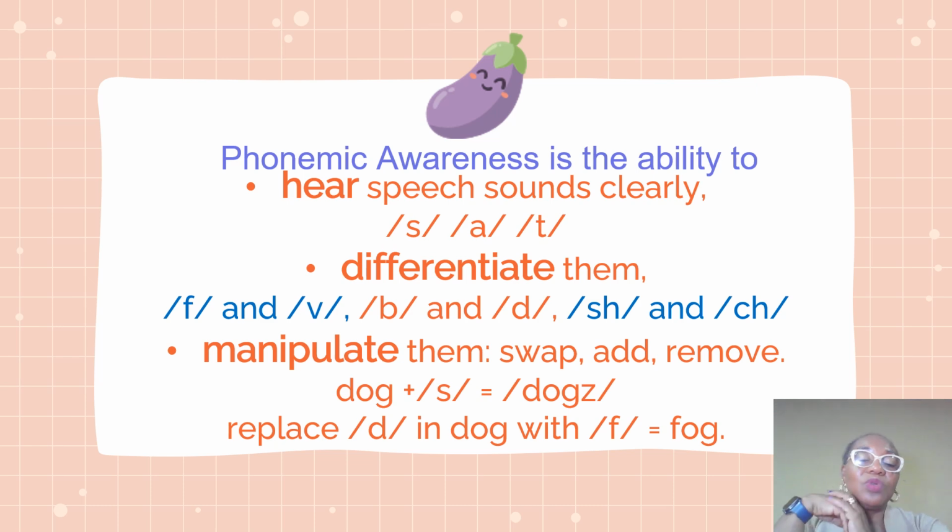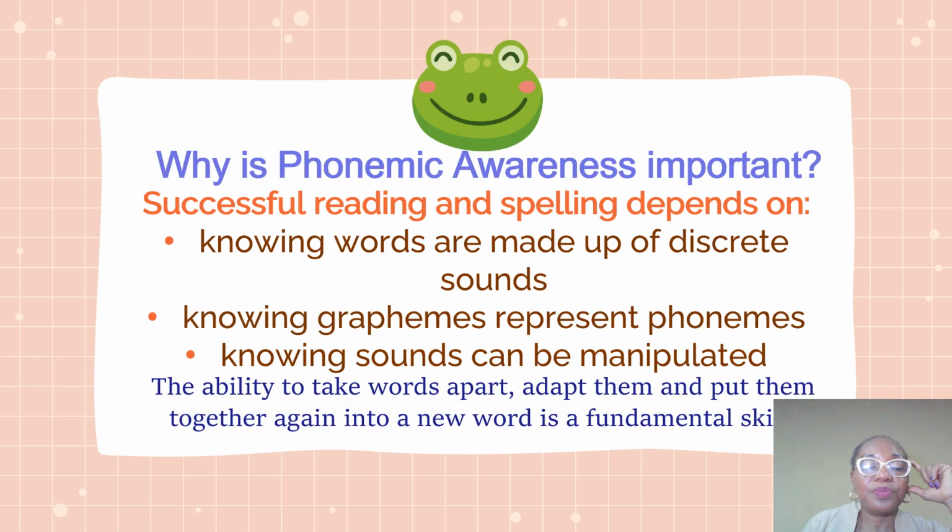So if I tell you, for example, take the word dog, remove the d at the beginning of the word and replace it with an f, you should be able to give me the new word as fog. You took away the d, replaced it with an f, and so the word dog will change to fog.